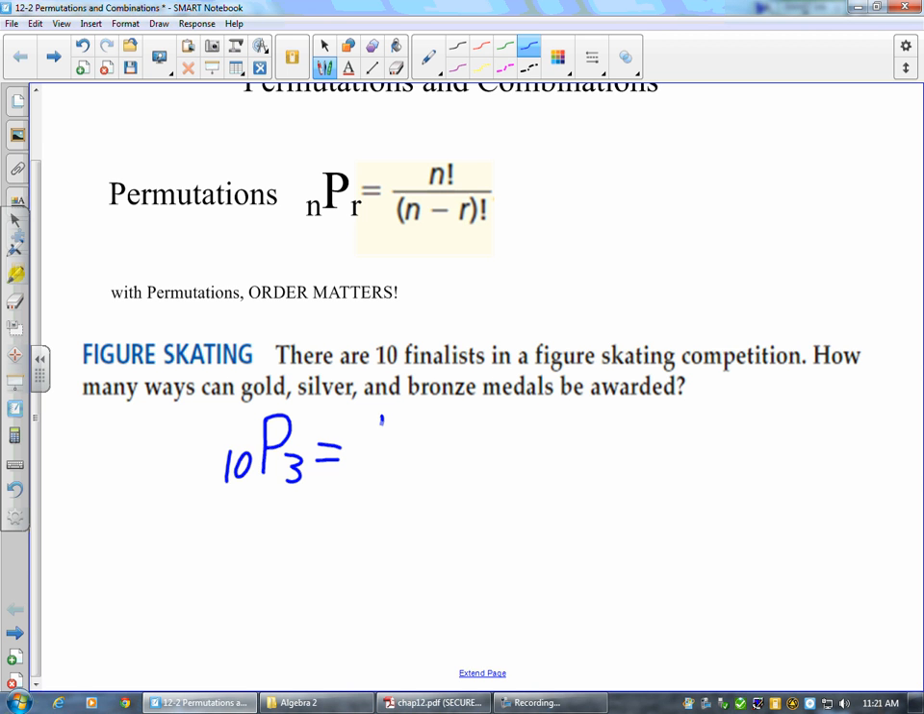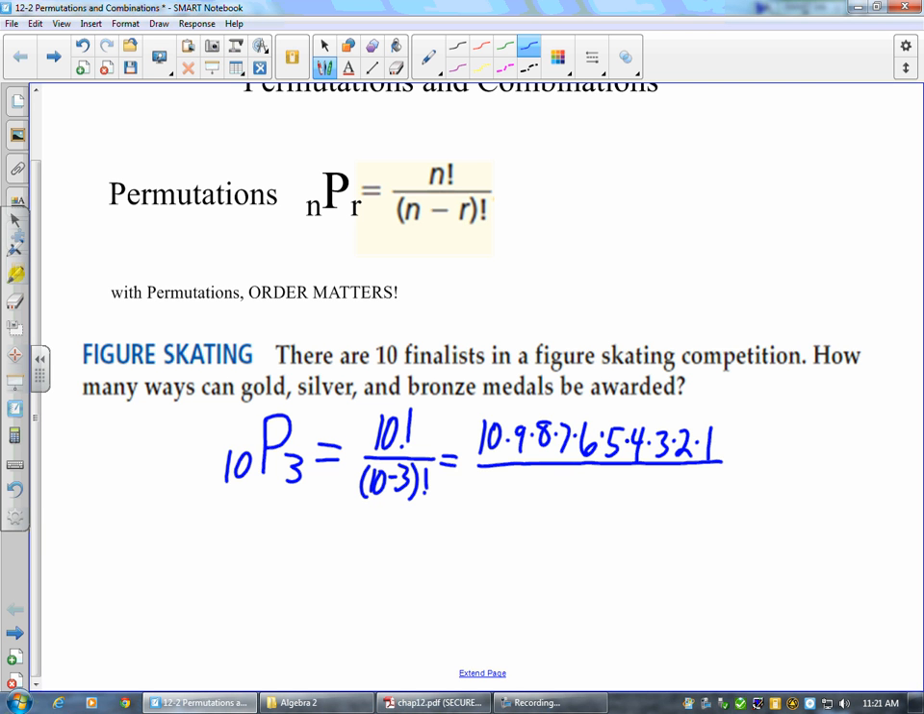We're going to go 10 factorial over parentheses 10 minus 3 factorial. When we simplify this, we'll get 10 times 9 times 8 times 7 times 6 times 5 times 4 times 3 times 2 times 1. And then 10 minus 3 is 7 factorial, so that's going to be 7 times 6 times 5 times 4 times 3 times 2 times 1.